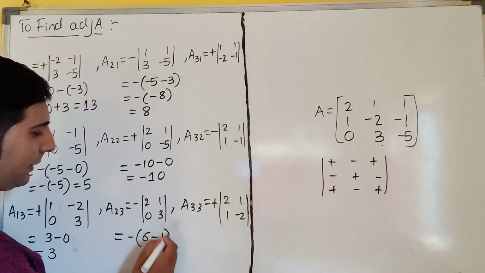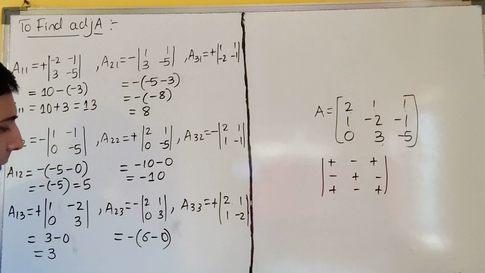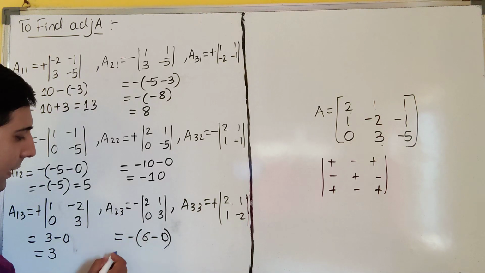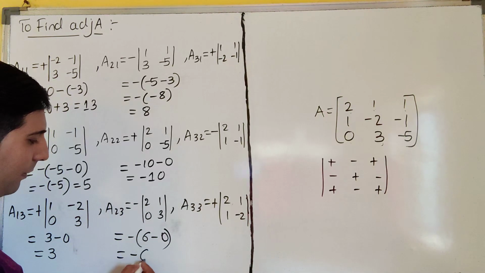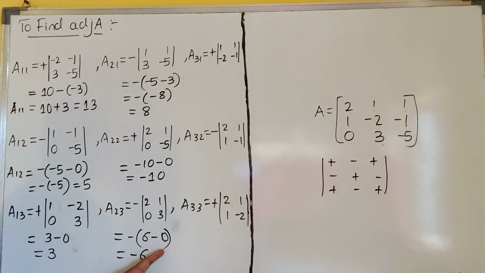0 into 1 is 0. 0 into 1 is 0. Minus sign you have to write. 6 minus 0 is 6. 6 into minus is minus 6, dear students. Got it? So I hope everyone is clear about this.